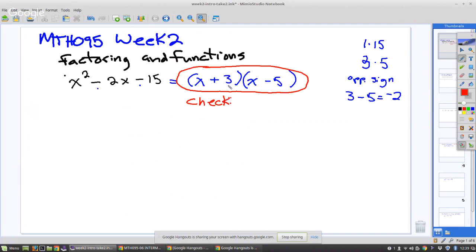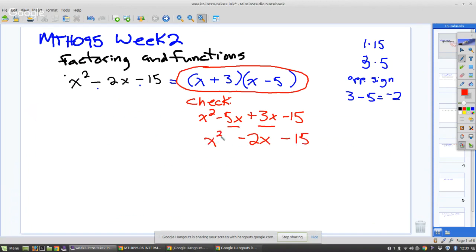So to check, I just have to distribute this back out. So x times x is x squared. X times negative 5 is negative 5x. 3 times x is plus 3x. And positive 3 times negative 5 is negative 15. The only like terms are the two middle ones. If I lose 5x's and gain 3x's altogether, that's a net of losing 2x's. Minus 15 is hanging out on the edge.